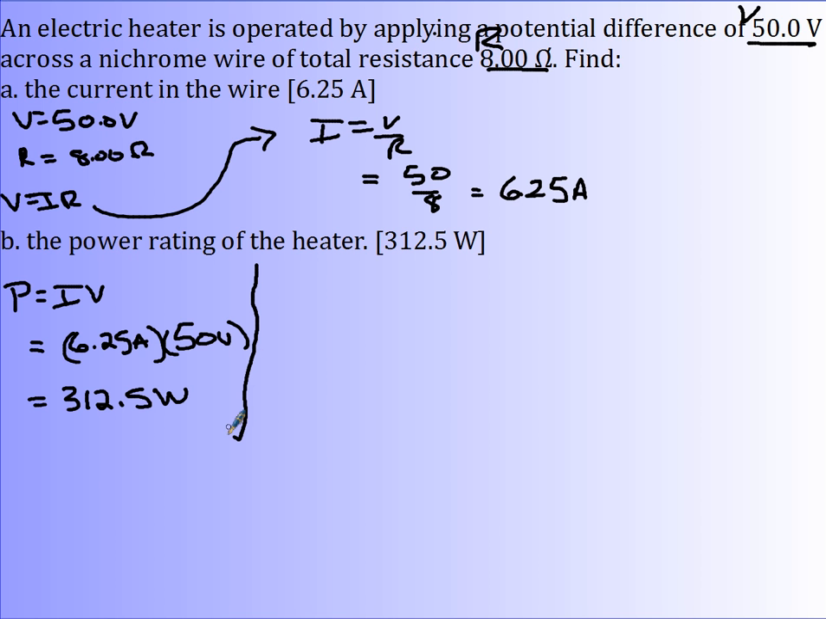Now, could I use one of the other formulas? Of course I could. If I took V equals IR, and I plug V in here, I would have P is V squared divided by R. So the voltage is 50 squared divided by R, which is, let's see, what's my resistance? 8. So that's 2500 divided by 8, or 312.5 watts.